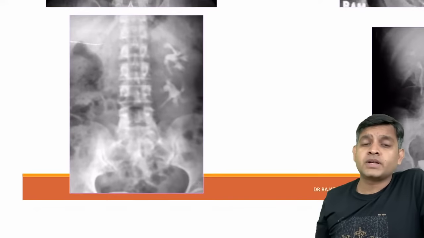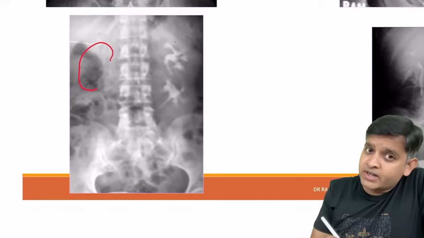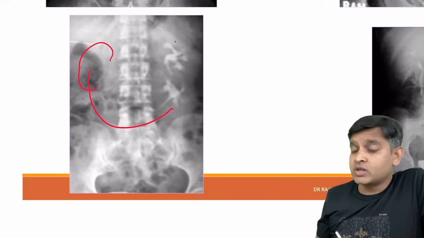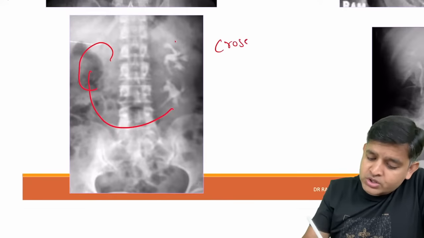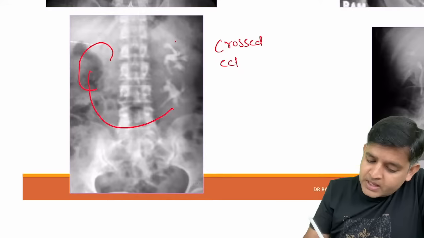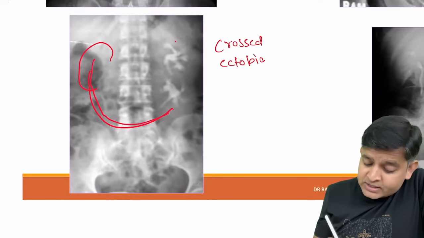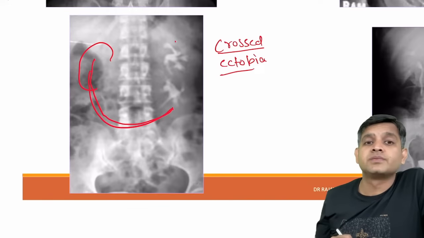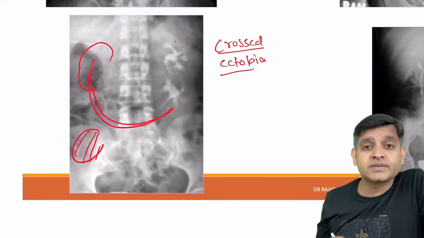Okay, what is this? Normally you have one kidney on this side and one kidney on this side. In this case, this kidney has moved to this side. So don't consider it as a duplicated system. This is crossed ectopia. Because the kidney is ectopic and it has crossed the midline, that is why this is called crossed ectopia. Otherwise, normally an ectopic kidney is present in the pelvis.